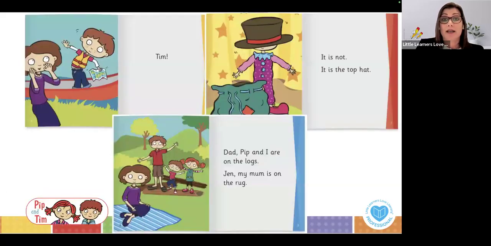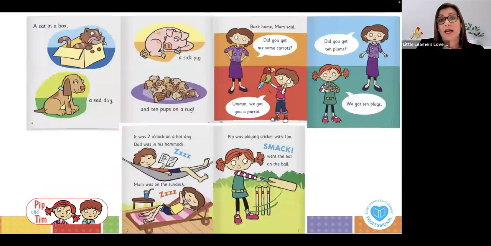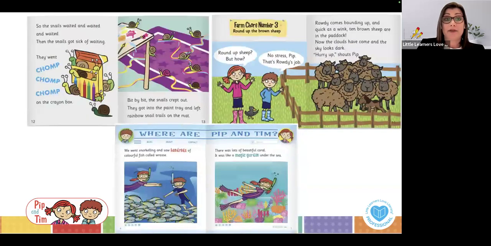This is what it looks like on the inside of a stages 1 to 4 decodable Pip and Tim text. And then this is what it looks like on the inside of our plus 4, 5 and 6 texts. And here is a stage 7, the insides of the Pip and Tim here.